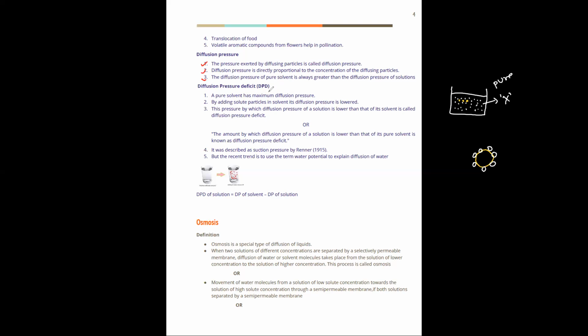Next, there is a definition of diffusion pressure deficit. What does it mean? The amount by which the diffusion pressure of a solution is lower than that of its pure solvent is called diffusion pressure deficit. So again, just now we have seen X was the diffusion pressure of a solvent.